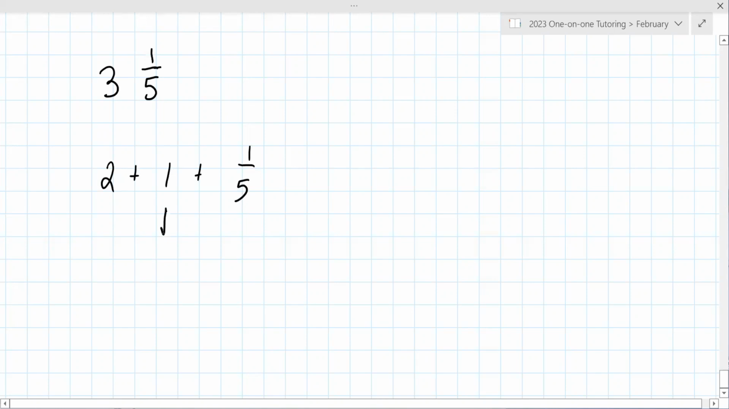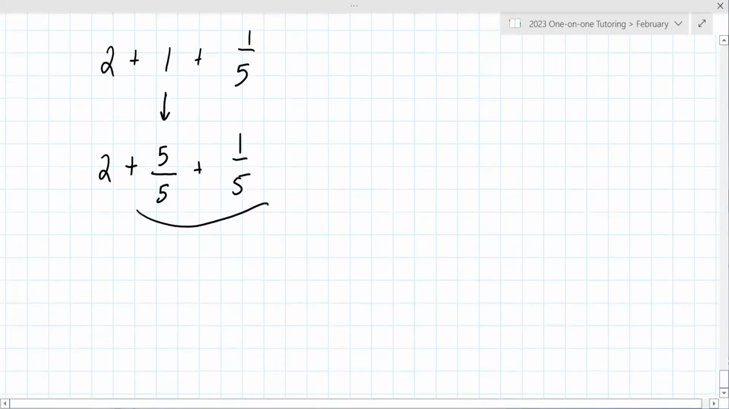Now the next step is to break apart this 1. What does this 1 become? A 5 over 5. Very good. And then you bring the other numbers down. Okay, what do these fractions add up to? 6/5. Yes. Very good. So this can be written as 2 and 6/5.